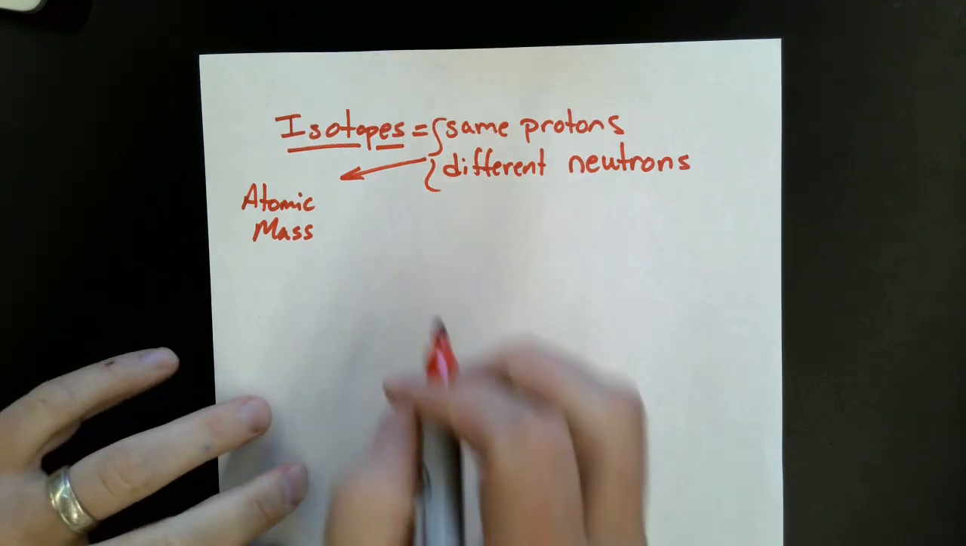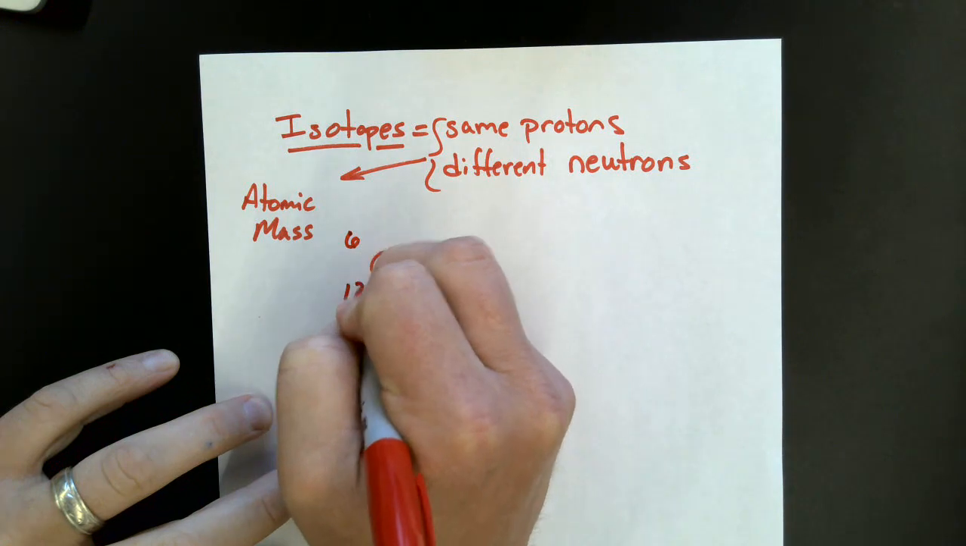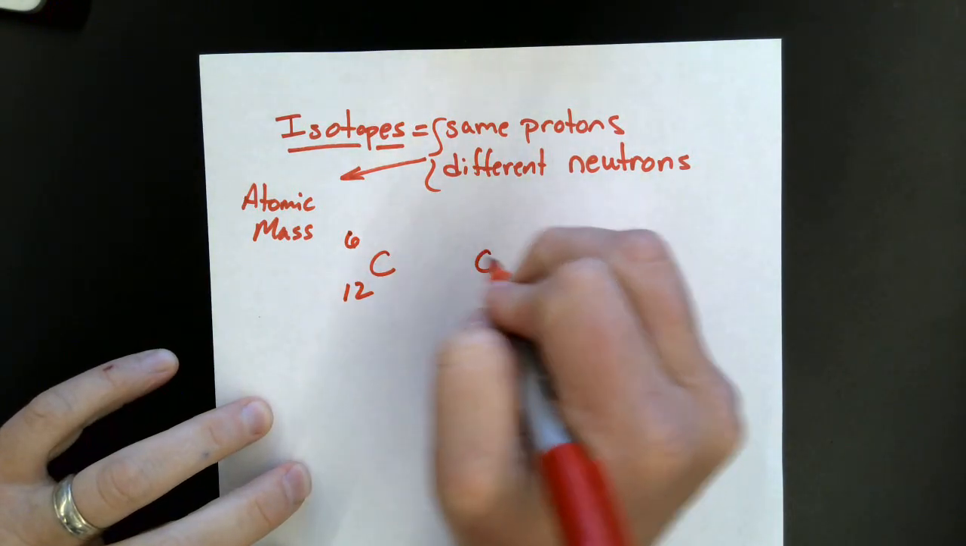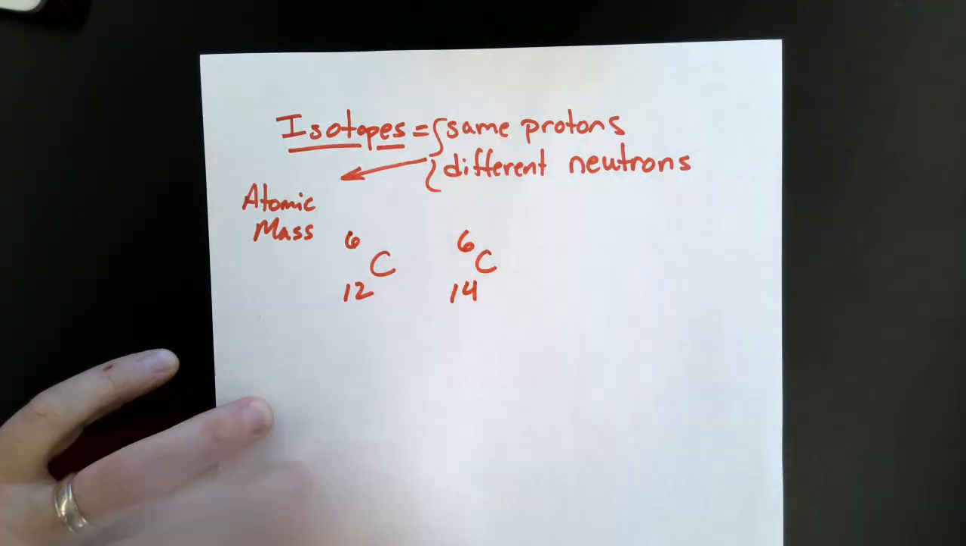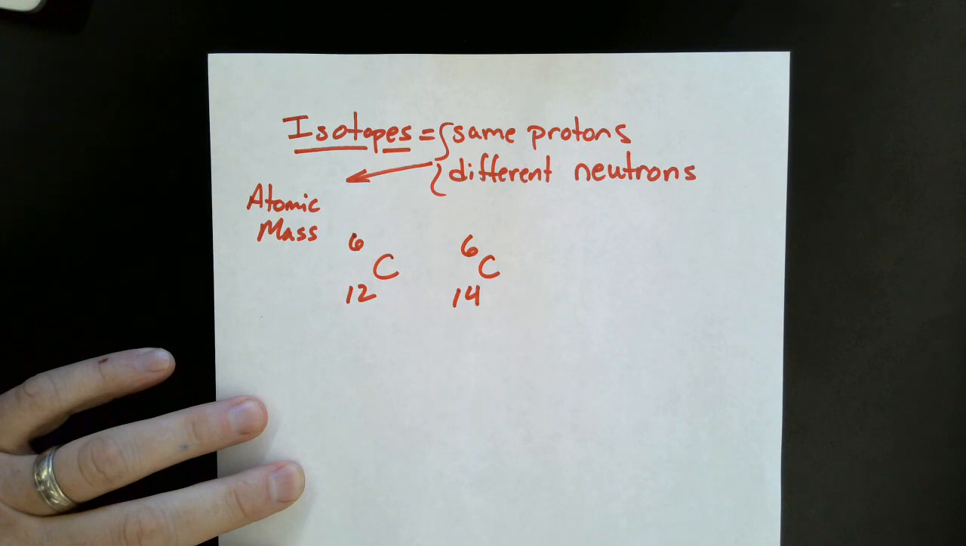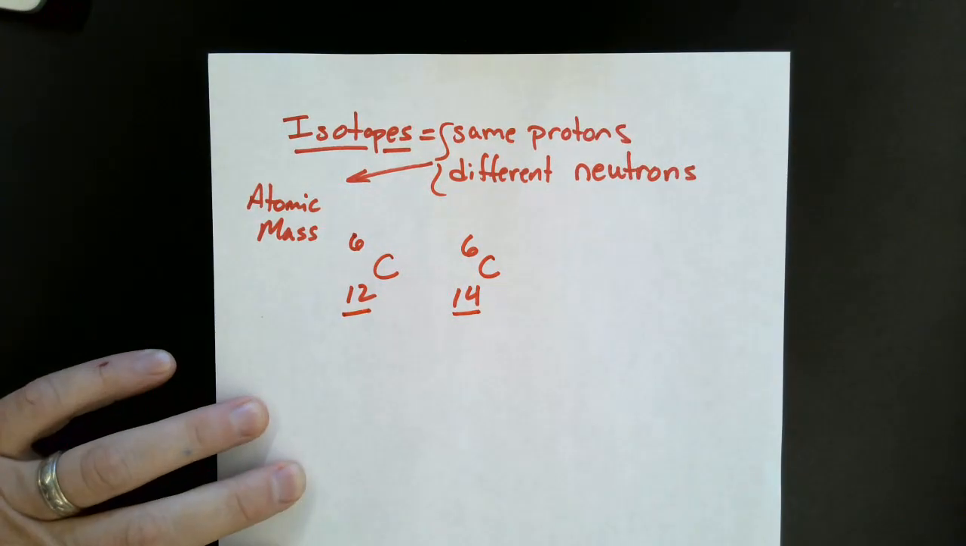So we'll start with the famous one that we have. We have carbon 12, but we can also have what is called carbon 14. Carbon 14 is the one that they use in the dating of animals and organisms as they pass away. Again, really the only difference is the atomic mass here between carbon 12 and carbon 14.